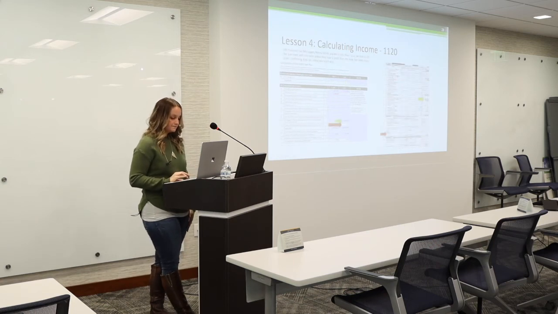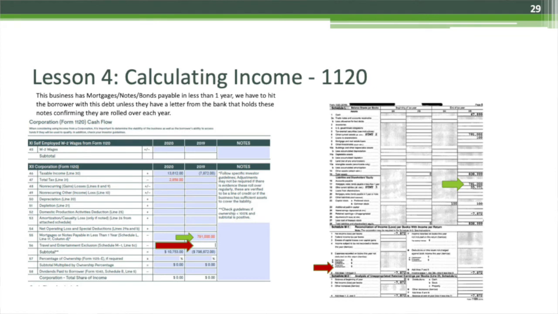Okay, so mortgages, notes, bonds payable less than 1 year, Schedule L, line 17, D. This one has it, 791,000. We have to hit them with that. So you put that in there, and then travel and entertainment exclusion, Schedule M-1, line 5C, and there's nothing there.